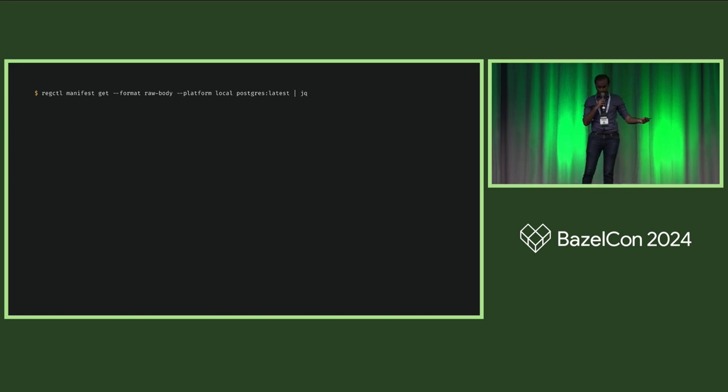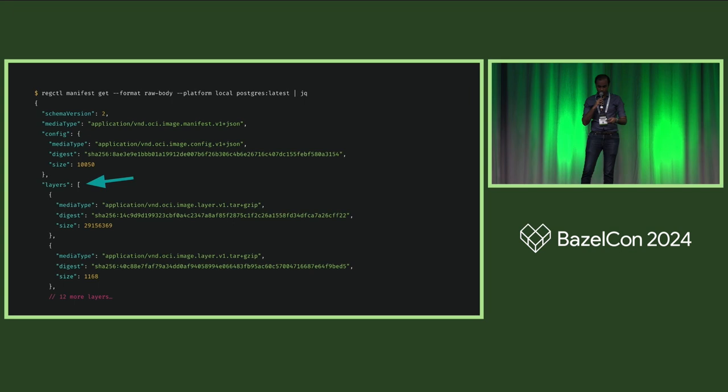So we've got our regctl utility. We told it to give us our JSON. Here's the JSON. Each image is made out of multiple layers. And there's our layers key in the JSON. And each layer of the image is actually just a tarball. You can see the media type there. And in this case, they're actually compressed with gzip for the Postgres image.